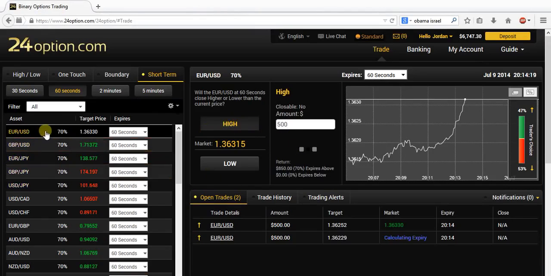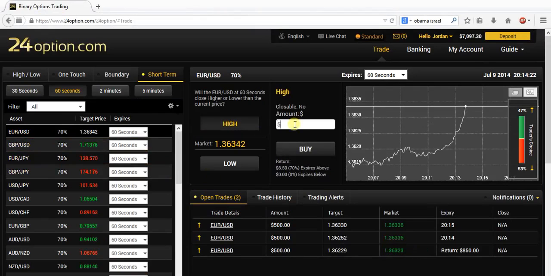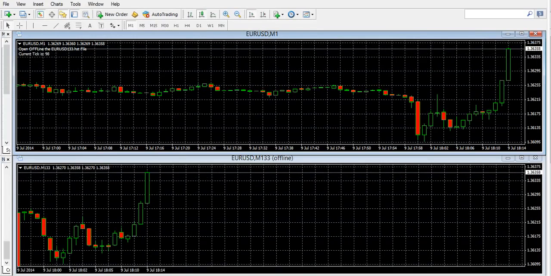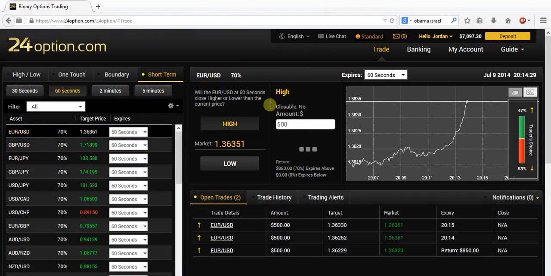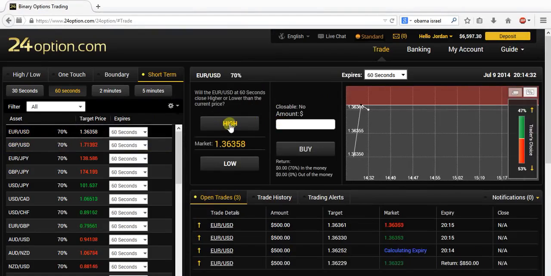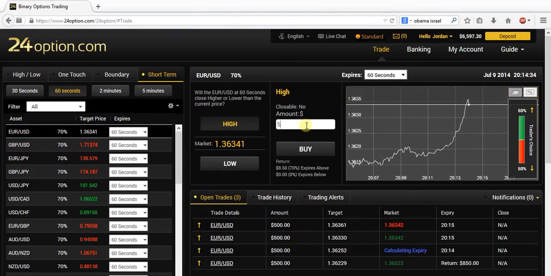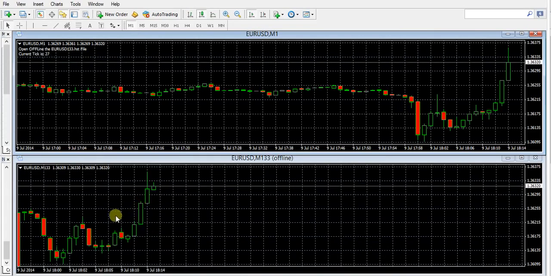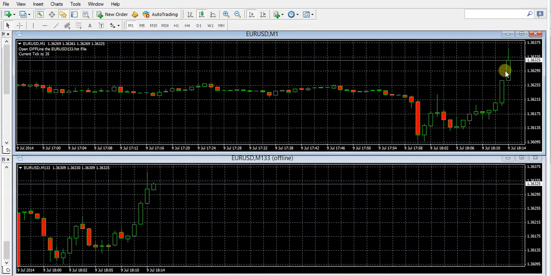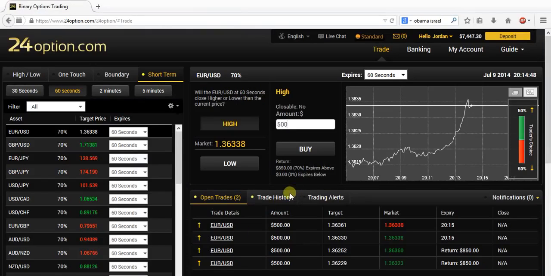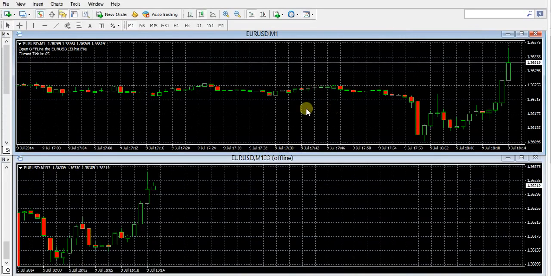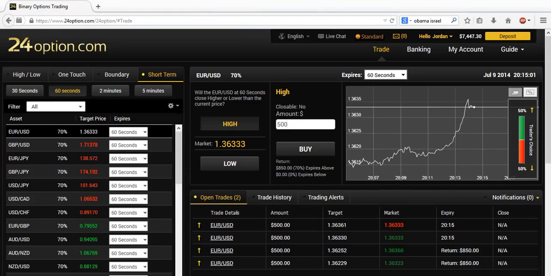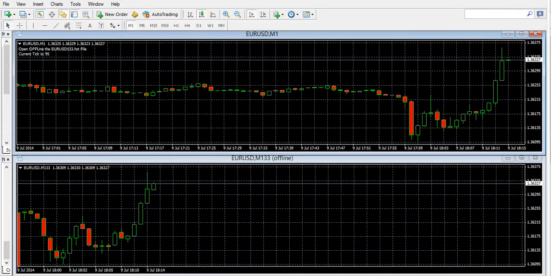Put in another order. Look to put in another order. We're just going to keep putting these in until we see something change here. Beautiful trend here. And we could see a reversal of the trend afterwards. It looks like it's still pushing higher.